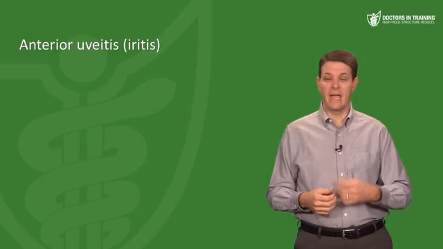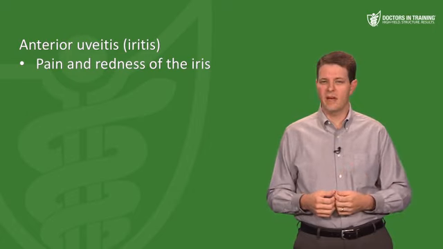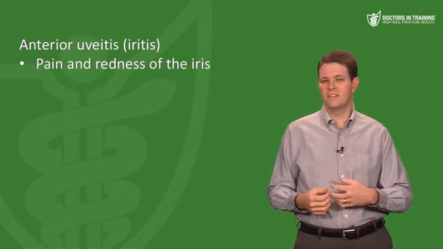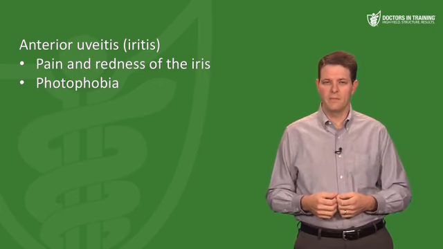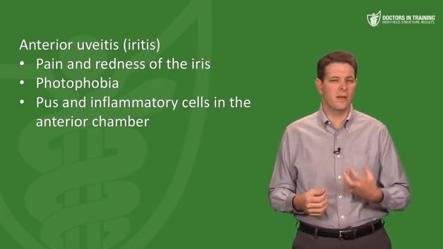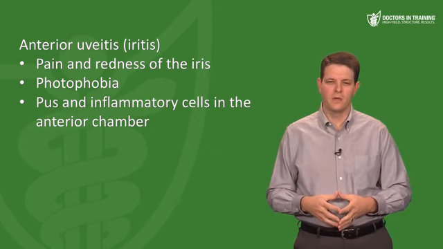Now, sometimes this is anterior uveitis or iritis, which causes pain and redness of the iris, and that redness often extends into the conjunctiva as well. There can be photophobia or light sensitivity, and you can sometimes see pus or inflammatory cells in the anterior chamber, kind of pooling up inside the cornea.